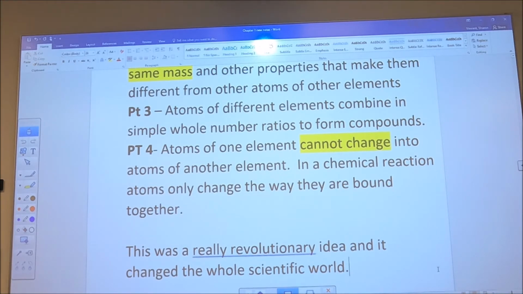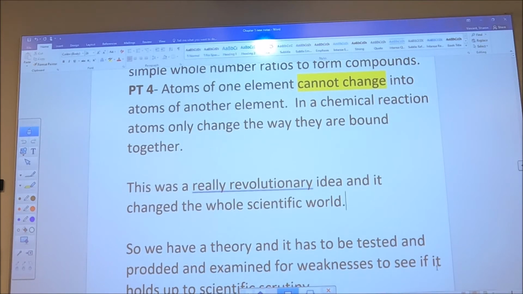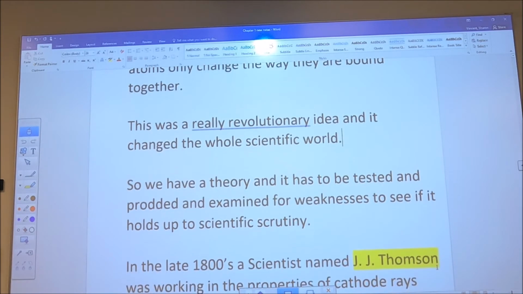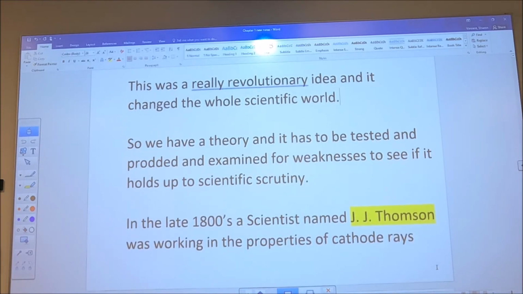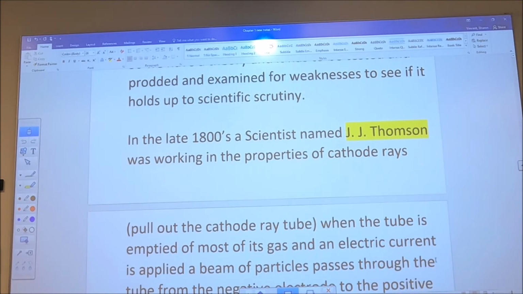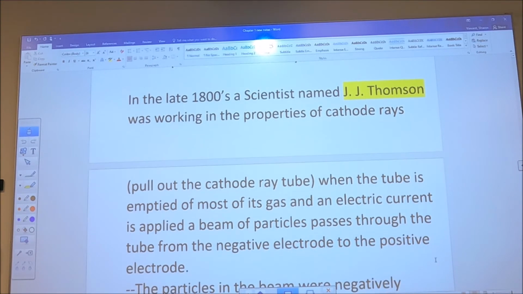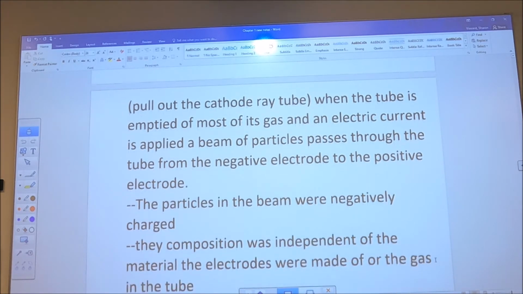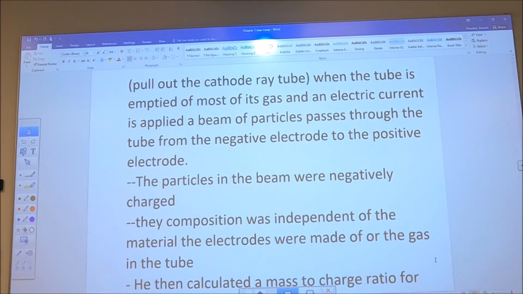Okay? Now, this was a really revolutionary idea when he proposed it, and it changed the whole science landscape. Dalton became the big man of science for the rest of his life, and you didn't want to cross him. And because of that, a few mistakes were made along the way, and they kind of were corrected after Dalton died. Okay? Now, in the late 1800s, a guy by the name of J.J. Thomson was working on the properties of a cathode ray. Now, let me pull out the cathode ray tube so I can show you what a cathode ray is.